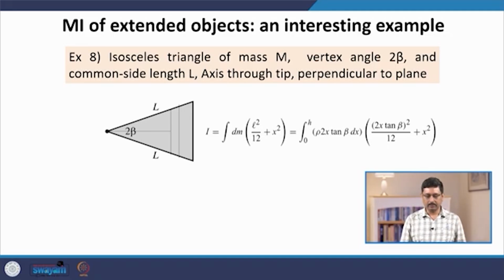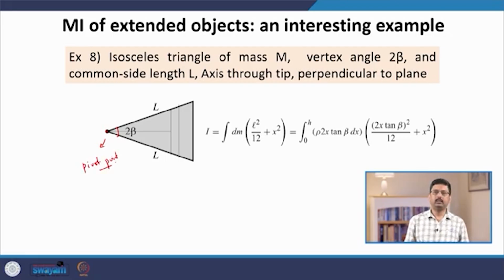Now, let us take another interesting example. In this example, we are considering an isosceles triangle. There is a triangular plate, where the vertex angle is 2 beta, and the two sides of equal length are length L. Now, we are putting the axis through this particular vertex, and the axis is perpendicular to the plane. So, this is our pivot point.